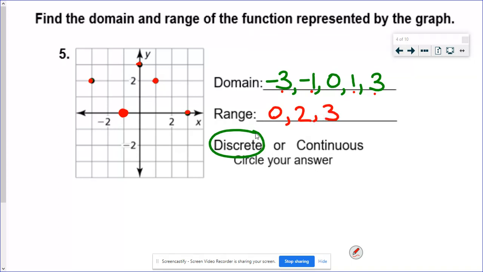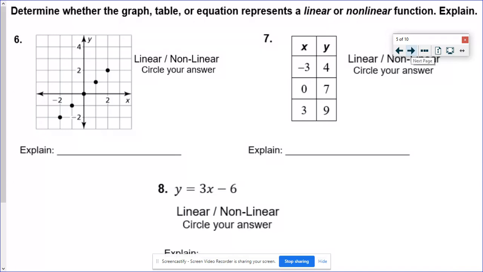Personally, I think more people make mistakes doing it this way. If you wanted to just go one ordered pair at a time, write your x's in the domain, the y's in the range, that's what I prefer, but this is just another method for doing that if you want. Okay.